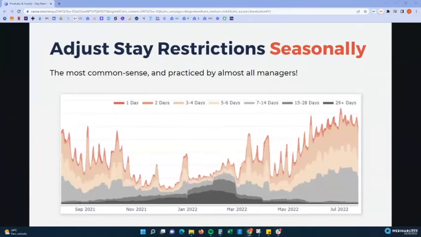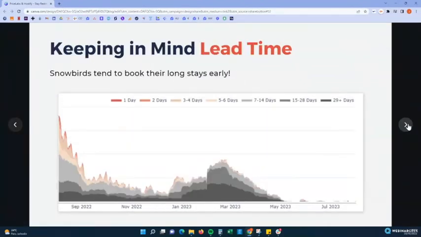It has a lot of 29 plus and 15 to 28 day stays in winter, and in low season the occupancy is low. So in low season, maybe I will try to get those bookings and not care about the 2 or 3 or 1 nights, etc. The same goes for the future. Snowbirds tend to book their long stays early. So if you have people booking in the future, always see that people who book longer stays tend to book with a larger booking window.